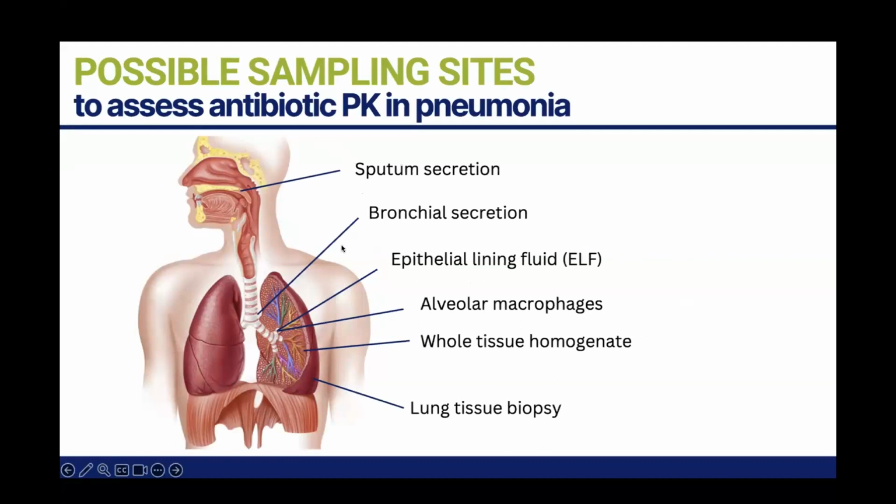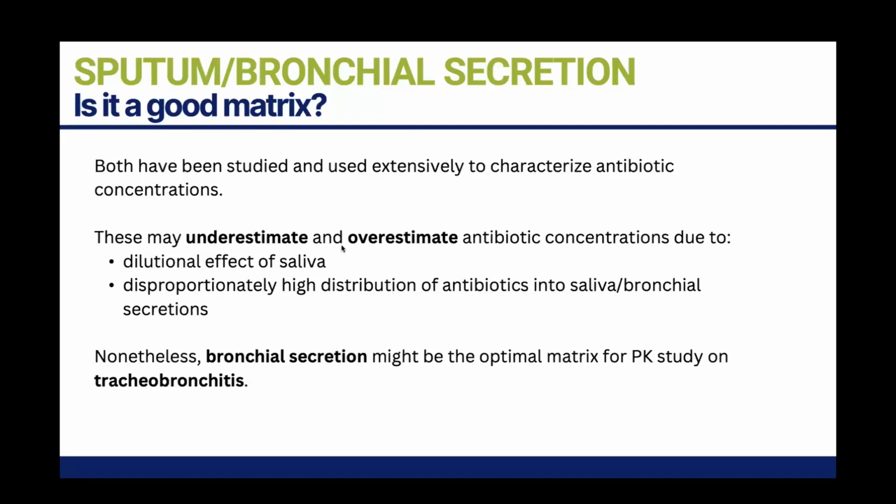And let me touch on the issues with sputum and bronchial secretion. Is it a good matrix? Both of these secretions or sampling sites have been studied and used extensively to characterize antibiotic concentration. However, when you're talking about saliva concentrations, it may underestimate the antibiotic concentration due to the dilutional effect of saliva, or it can also overestimate antibiotic concentration because of the high distribution of some antibiotics into saliva or bronchial secretion. Nonetheless, in patients with tracheobronchitis, bronchial secretion might be the optimal metric for PK study in these patients.